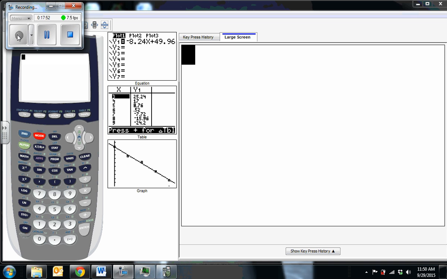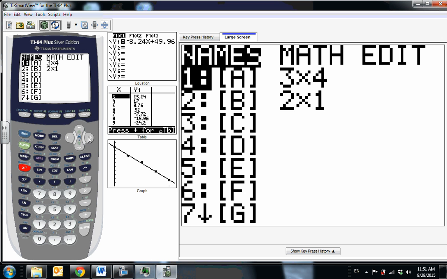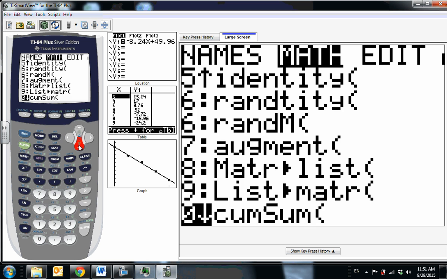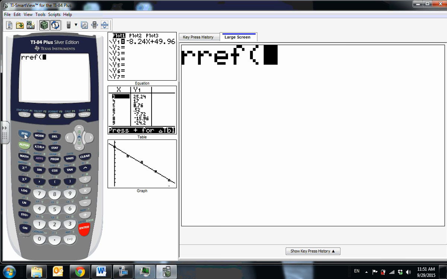Pause. So we're here on our home screen. We're going to do second, matrix. We're going to arrow over to math, and we're going to either scroll down till we hit B. You want RREF, not just REF. You want RREF, okay?